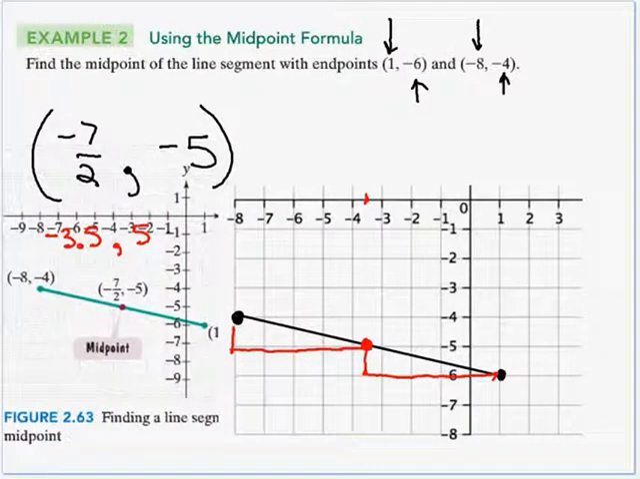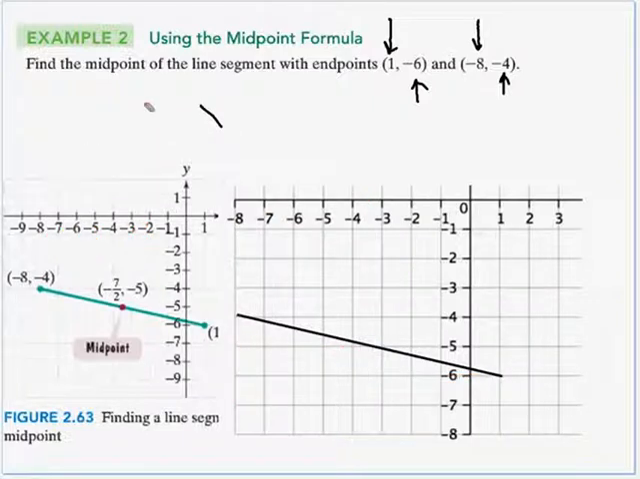If you find a midpoint and it turns out your midpoint is up here or down here, there might be a small error in your addition or the plotting of the points. So if you can, always check your solution.